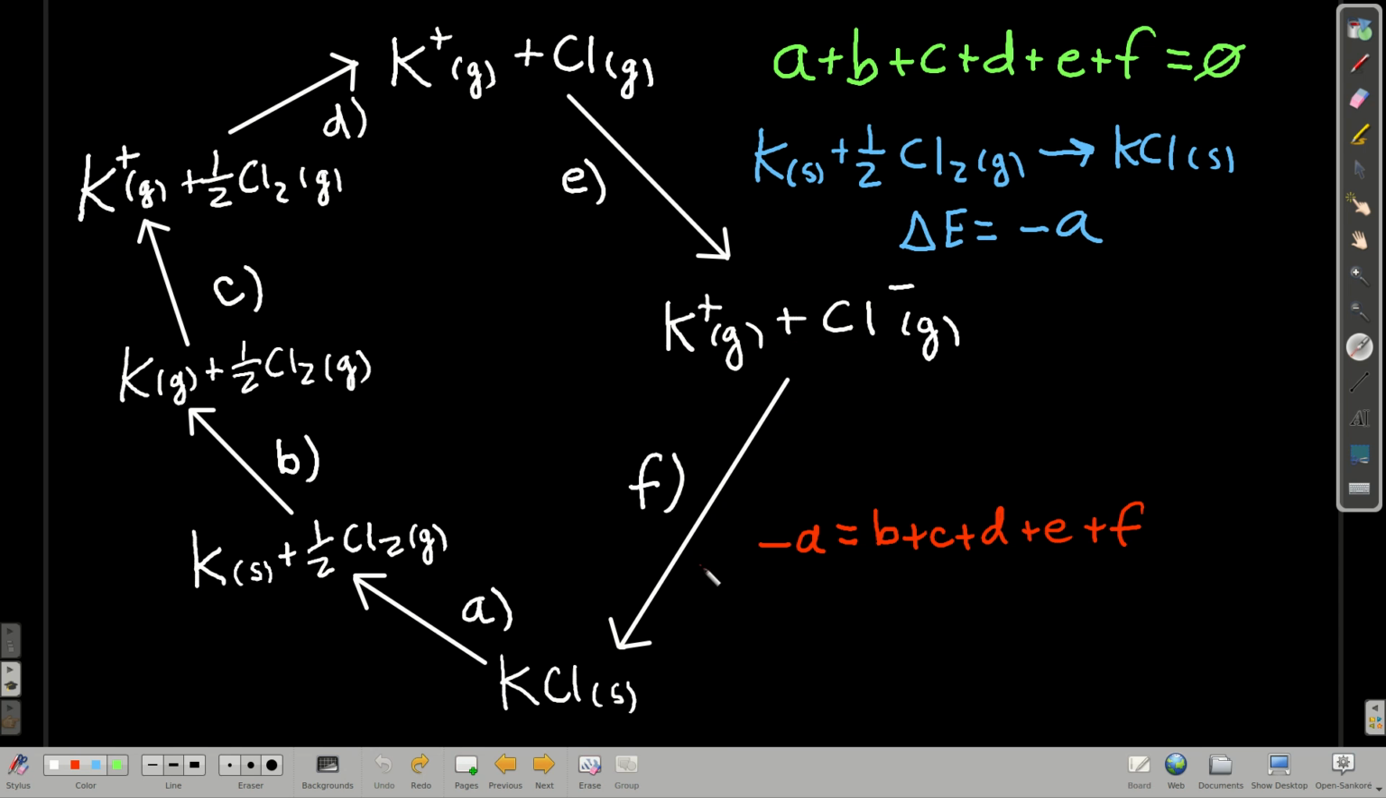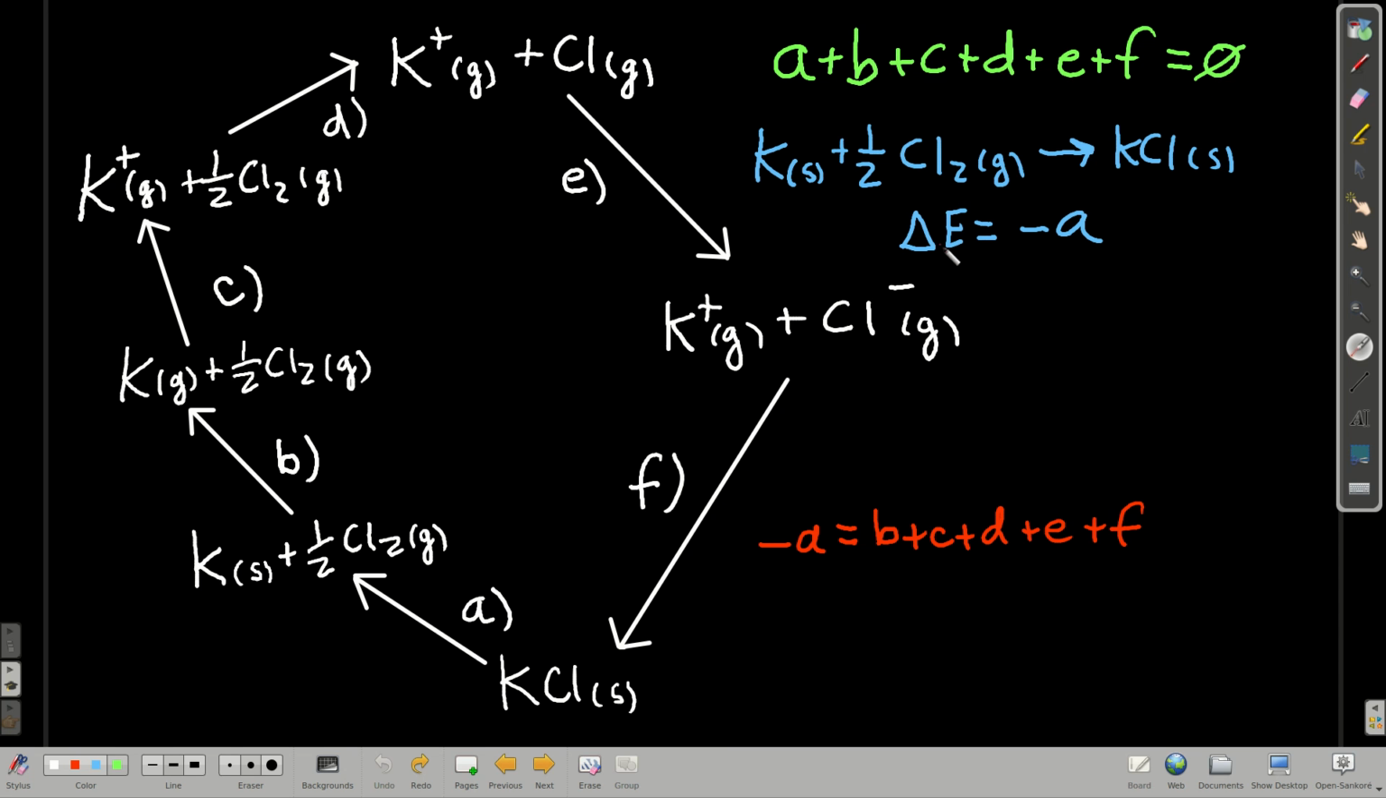Now we bring them back together and end up where we started. This step here is the lattice energy. The change in energy for this step is the lattice energy. Notice that we ended at the same place we started, which means when we add up all the changes in energy, they have to add up to be equal to 0. So I've labeled each of these A, B, C, D, E, and F. A plus B plus C plus D plus E plus F equals 0.